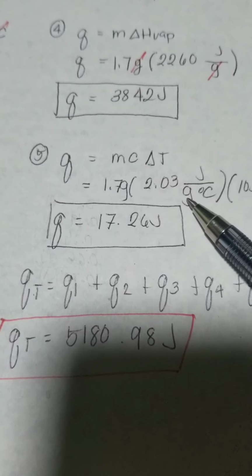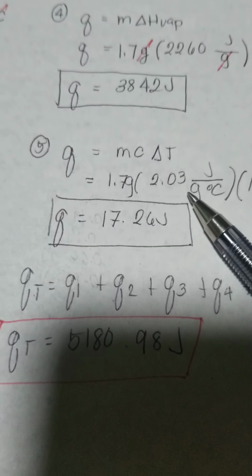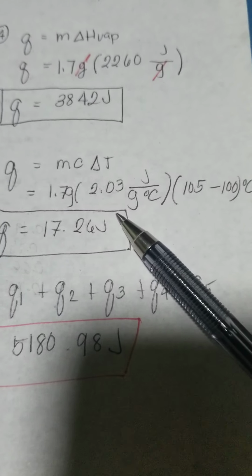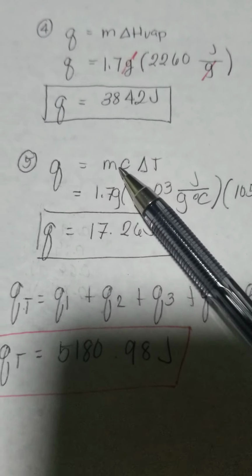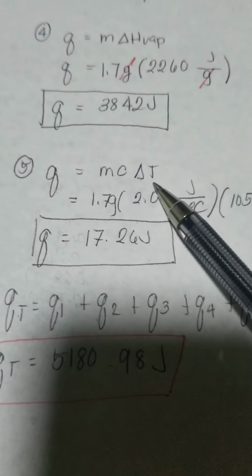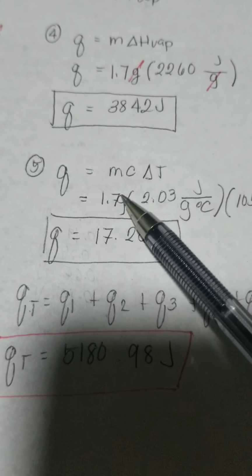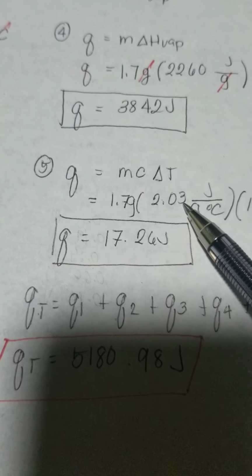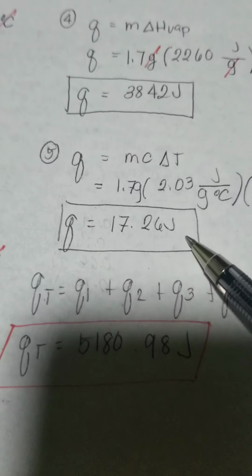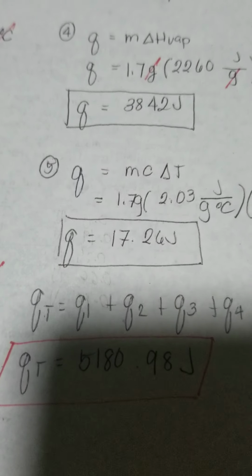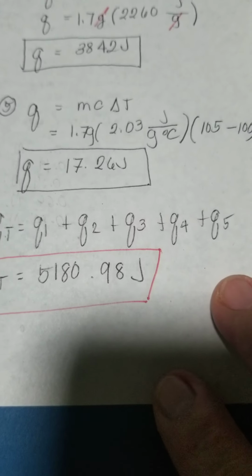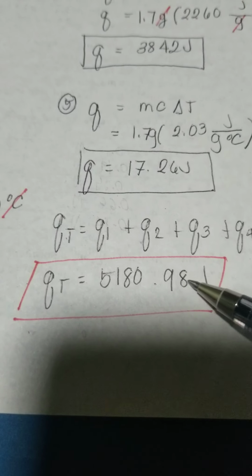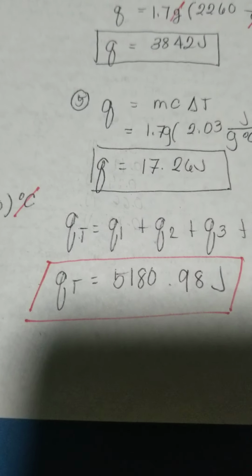And then, second to the last step is to find the heat required to convert 100 degrees Celsius steam to 105 degrees Celsius steam. You use the formula mcΔT. I used the specific heat constant from the lecture, which is 2.03 for gaseous water. So you have 17.26. And finally, adding up the steps, you are getting approximately 5,180.98 joules. Approximately, or near this value.